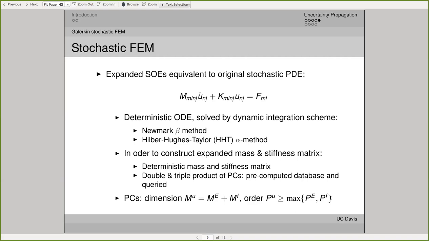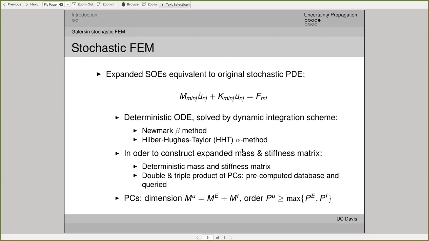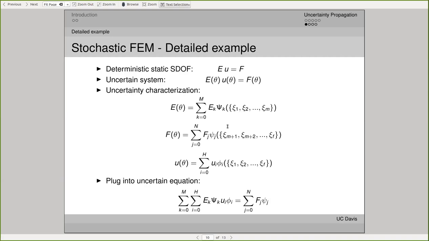So this whole formulation for the general stochastic FEM might be quite complicated. Now I'm going to show you a very simple but detailed example of how to do this Galerkin projection and the formulation. It is complicated the first time you see it, and then after a few years, it becomes really easy. Just like everything in life.